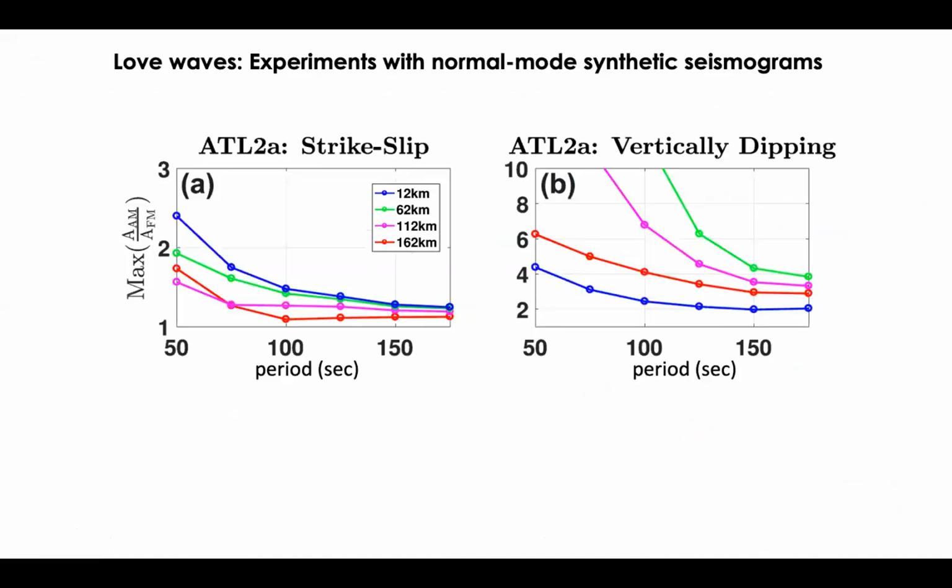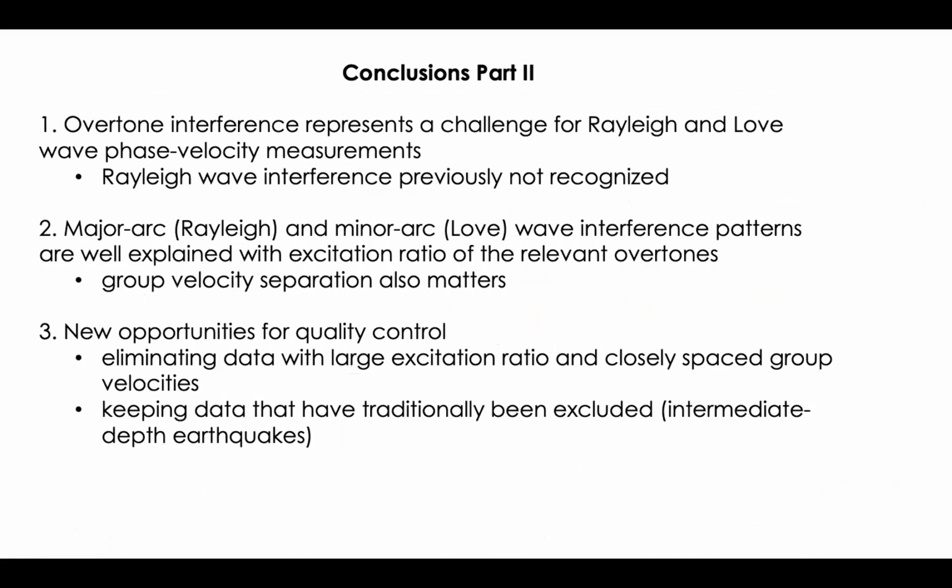So I will just go straight to my conclusions for this part. Overtone interference represents a challenge for both Rayleigh and Love wave phase velocity measurements. And the Rayleigh wave interference was previously not well recognized. Major arc interference for Rayleigh waves and minor arc interference for Love wave patterns are well explained by considering the excitation of overtones relative to the excitation of the fundamental mode, and the group velocity separation also matters.